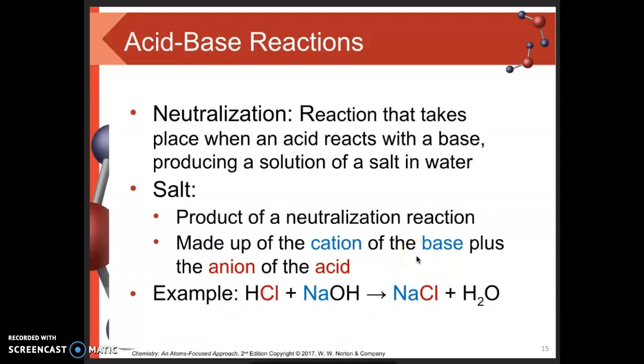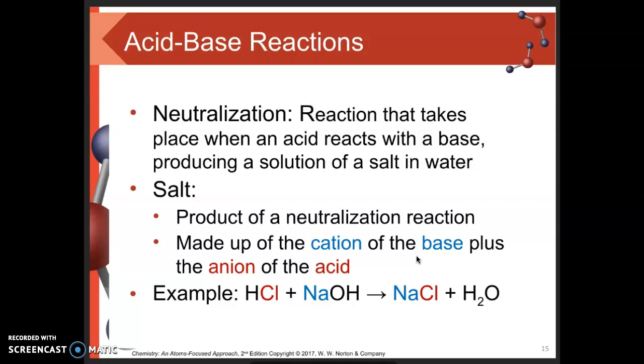Again, the other type of primary reaction we can look at is an acid-base reaction. Acid-base reactions are sometimes referred to as neutralization reactions. And these are chemical reactions that take place when we have an acid reacting with a base. When an acid and a base react with each other, we end up getting a solution of water and a salt of some kind. And again, the word salt here refers to any ionic compound, not just sodium chloride.